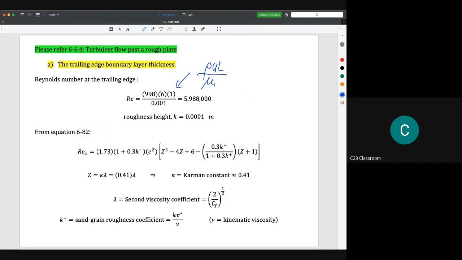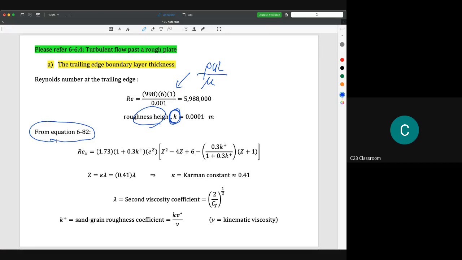5,988,000. And then from the question, it gives us the roughness height, in terms of k, it is equal to 0.0001 meter. And then this is the hard part of this calculation. We need to make an estimation of what is the value of lambda.